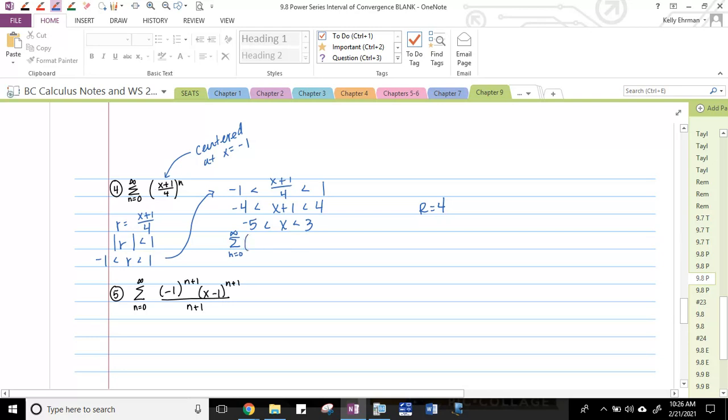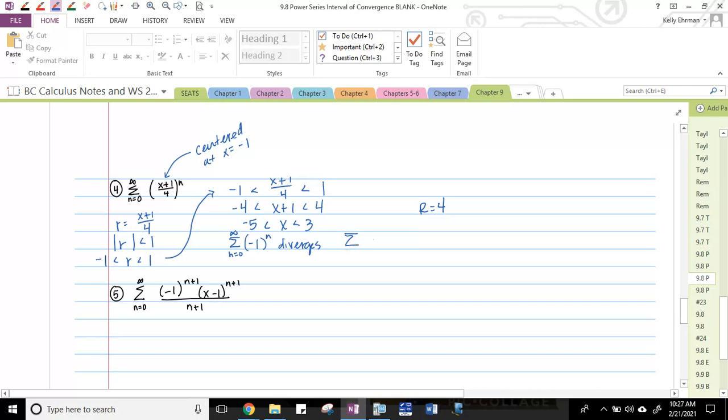If I plug in negative 5, I get negative 4 divided by 4, so negative 1 to the n power. Does this pass the nth term test for series? So go back to the beginning of the chapter. No, because the limit as n approaches infinity of negative 1 to the n is alternating between 1, negative 1, 1, negative 1. So you're not getting a number that's approaching 0. It's either going to be 1 or negative 1. Okay, so that diverges.